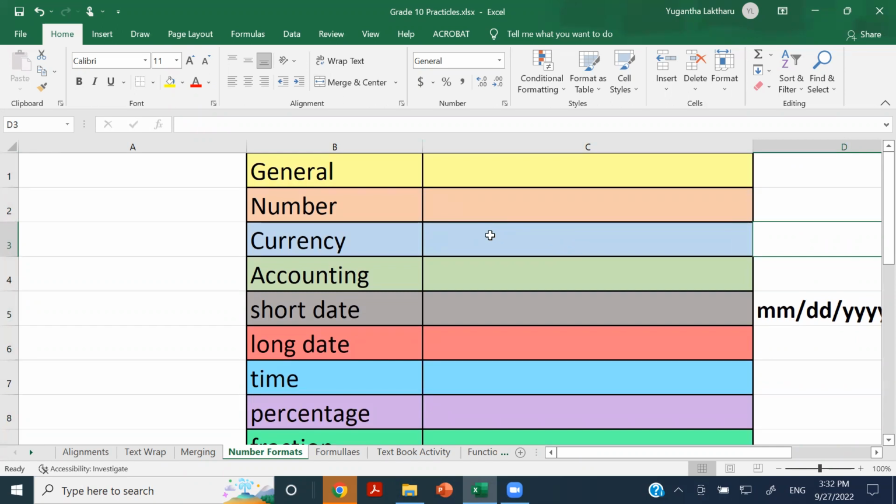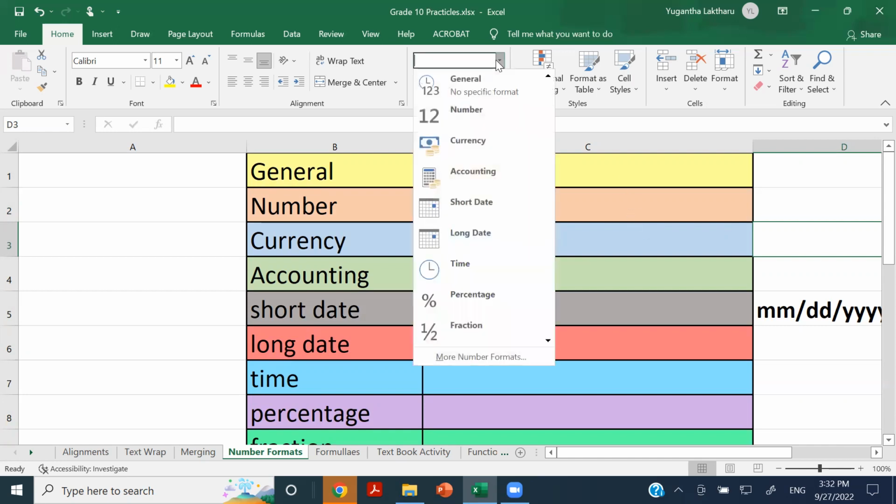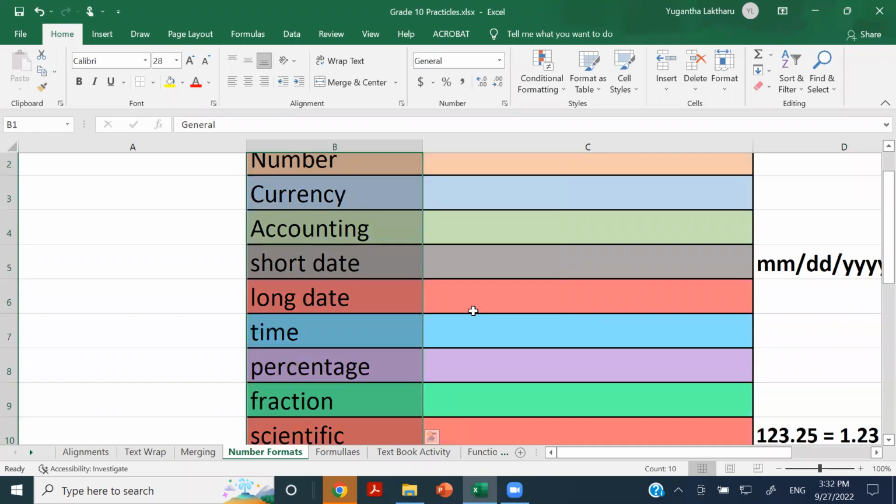All right. So to do this, I have taken all these number formats, namely right over here, and I'm going to show you what happens.